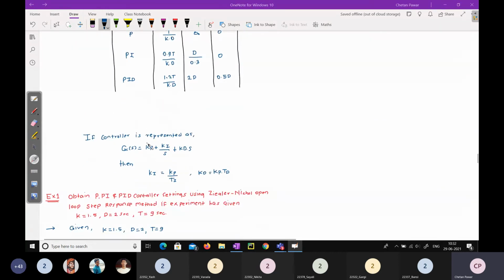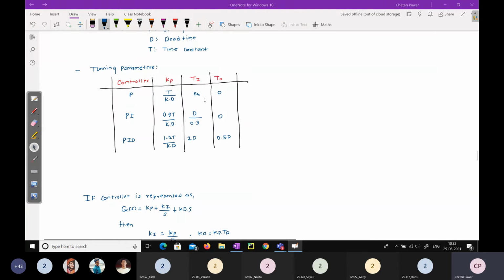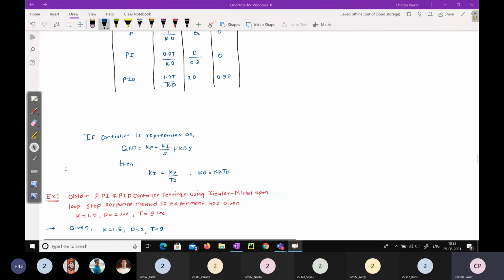If the PID controller is given, this will be the transfer function of the PID controller, and here we have seen it in terms of Ti and Td values. If a PID controller is used, Ki will be Kp upon Ti and Kd will be Kp into Td. In this way, the Ki and Kd values are determined if you use a PID controller.